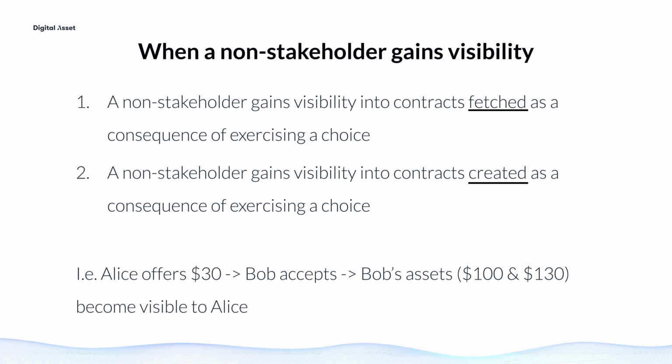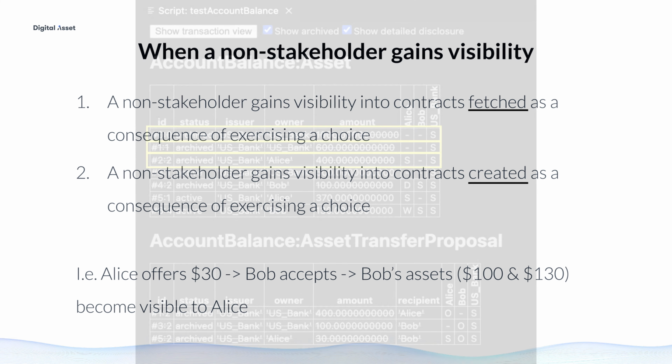In the previous lesson, you were able to confirm that Bob's asset contract of $100 and the total asset amount of $130 became visible to Alice by analyzing the transaction trees. Now let's walk through the table view.